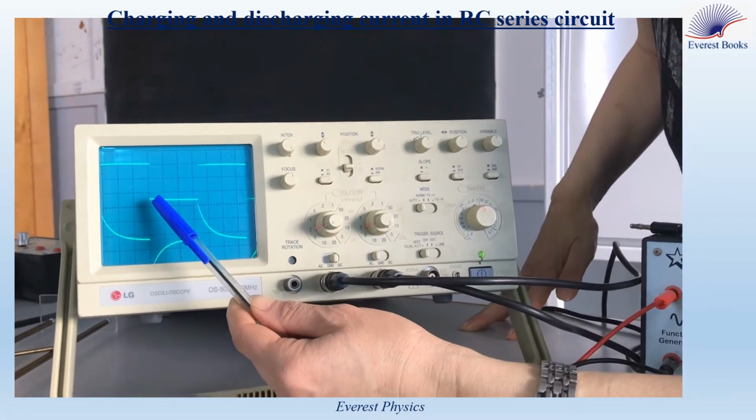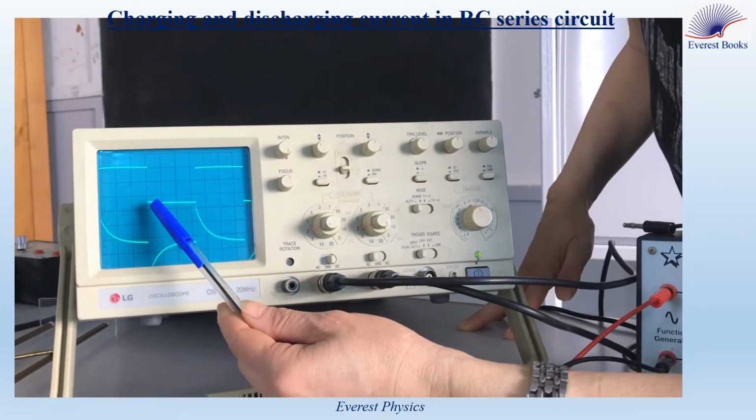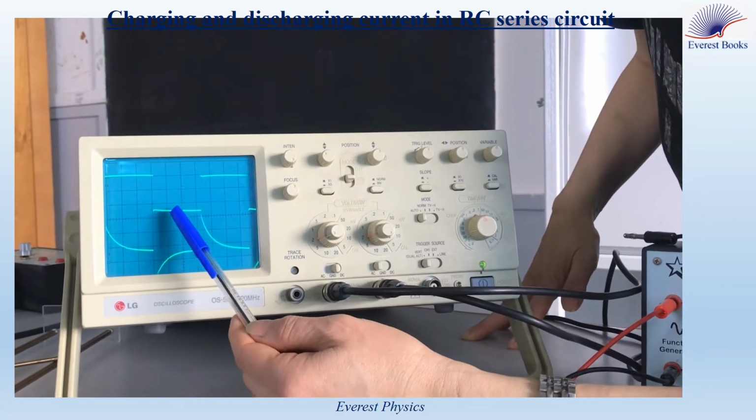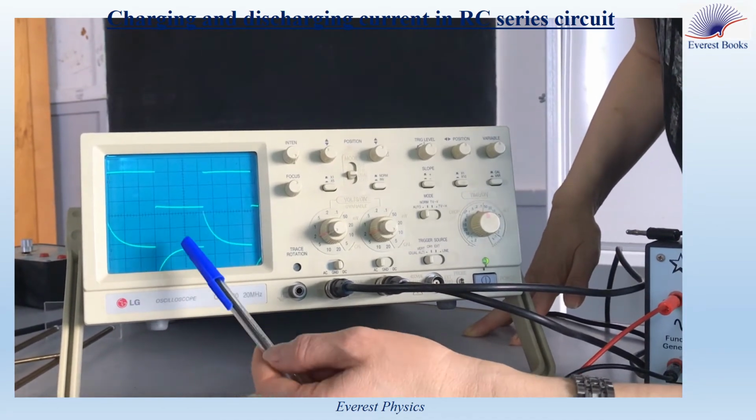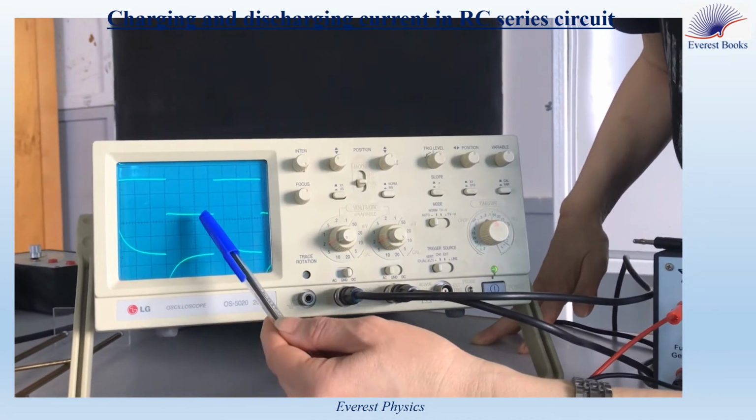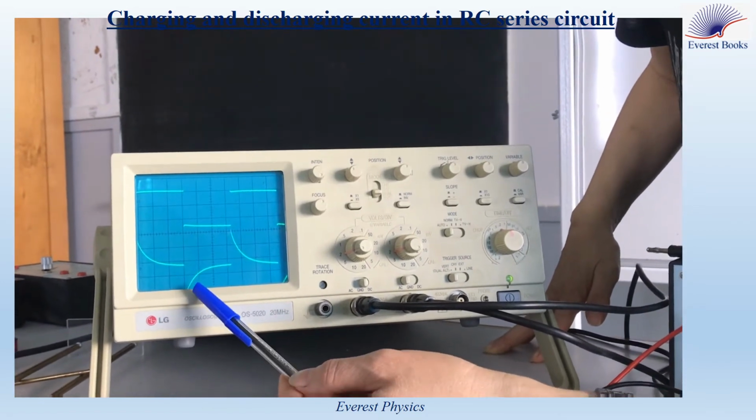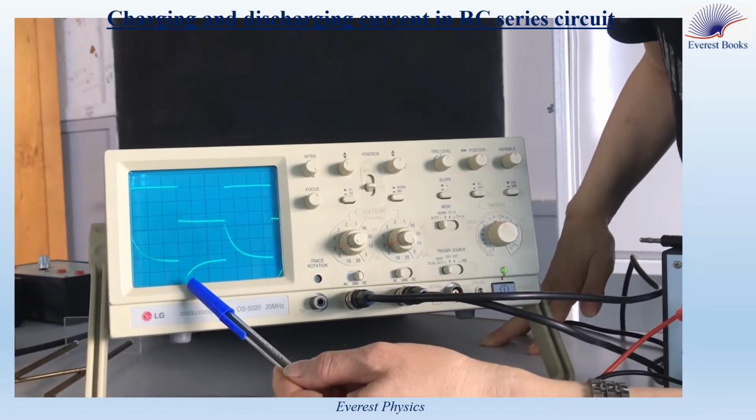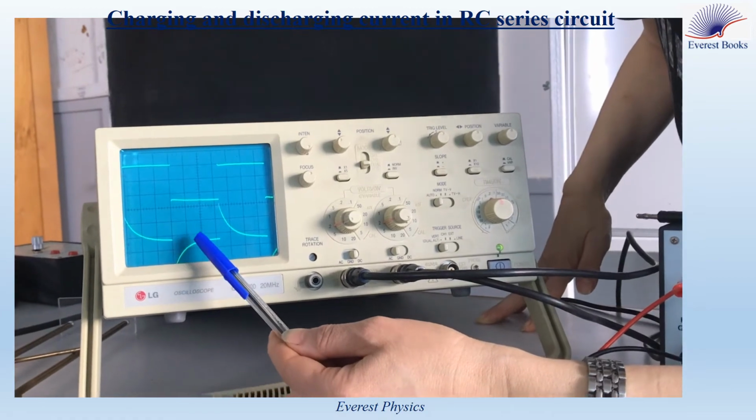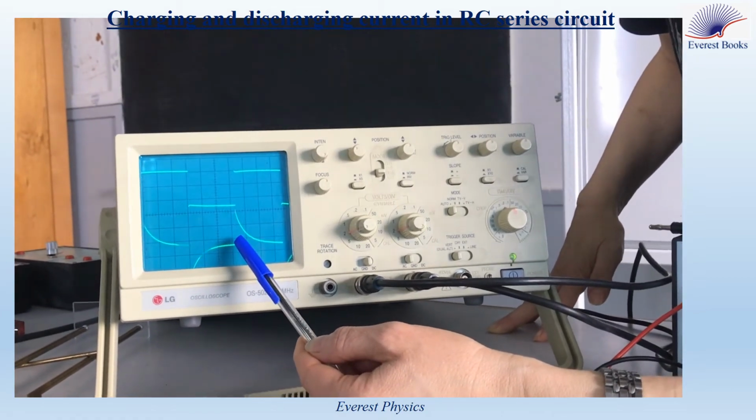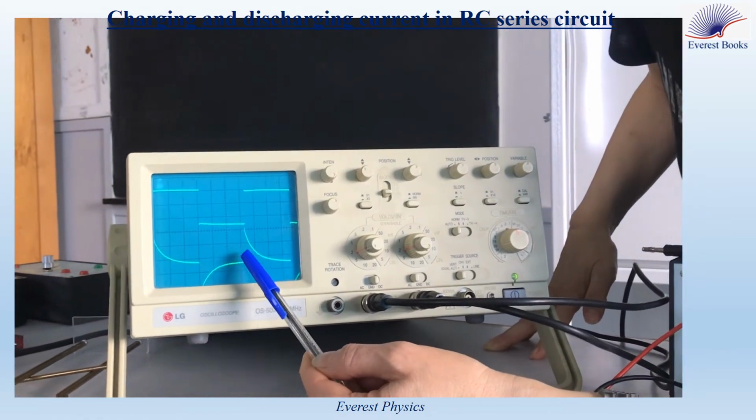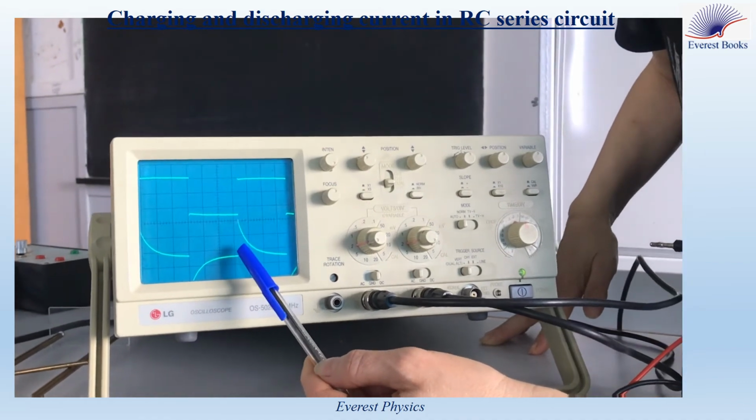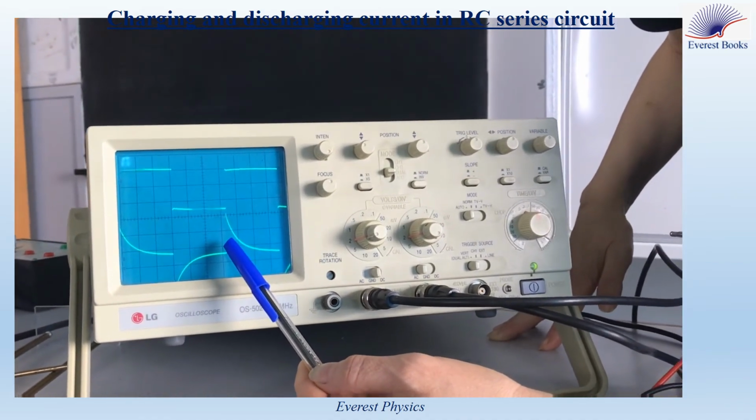Now, during a second half period, the voltage provided by the function generator is 0. During this time, this is the discharging phase of the capacitor. During this time, the absolute value of the current decreases to 0. And when the current becomes 0, again, we say that steady state is attained.